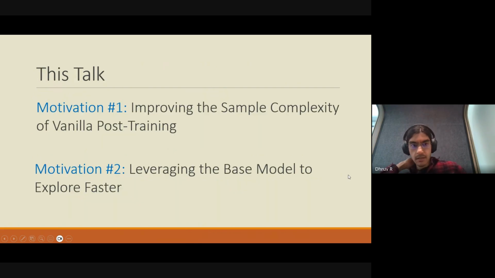So this gives us basically two motivations for what we're going to study in this work. One of them is improving the sample complexity of standard empirical algorithms for post-training. And one of them is improving the computational complexity of the RL theory algorithms by actually leveraging the base model. And we'll see these are two motivations for the same question.